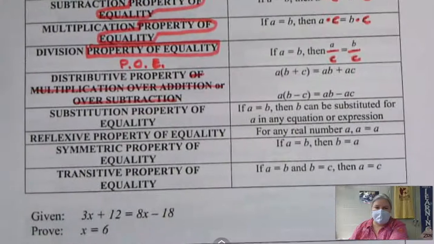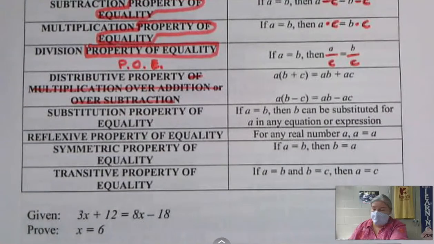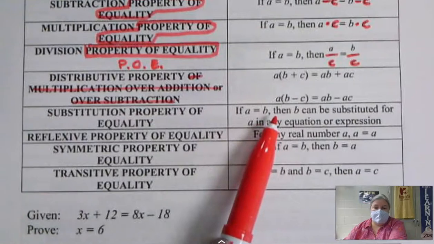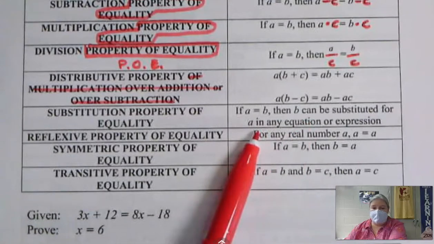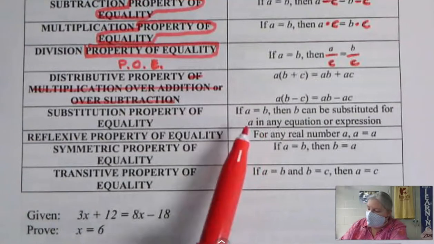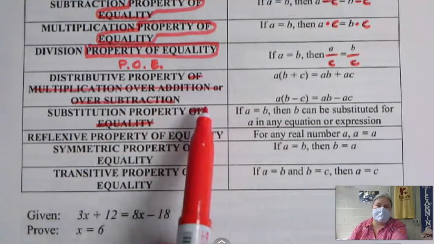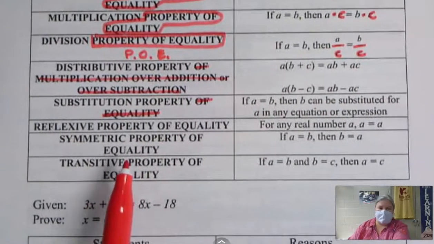Okay. Next, we have substitution. Substitution is basically just plugging in. If I know that, for instance, x equals 5. It says if A equals B, then B can be substituted for A in any equation or expression. If x equals 5, then that means every time I see x, I could put a 5 instead. So that's substitution. And again, usually we just say substitution property, or even maybe just substitution prop. We don't usually say of equality there. It is. These are all properties of equality, but we don't usually say there.